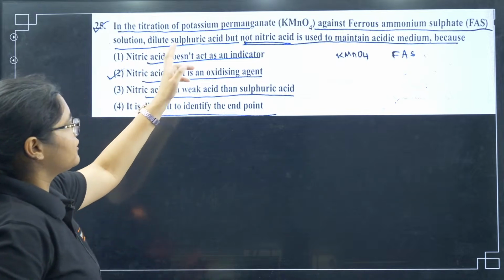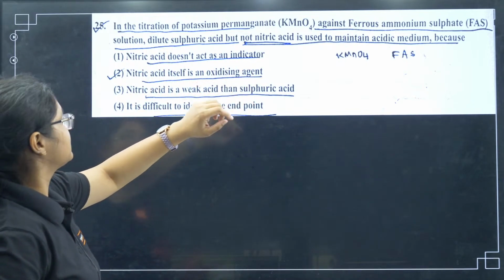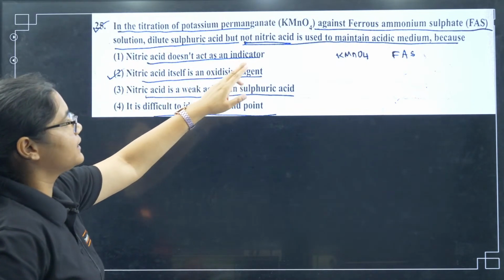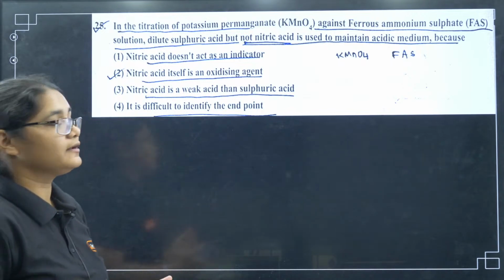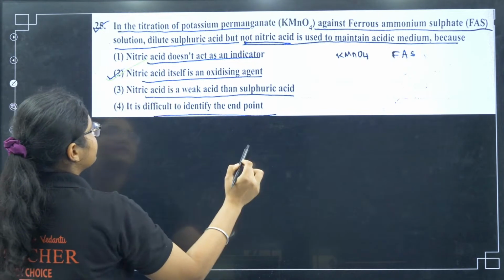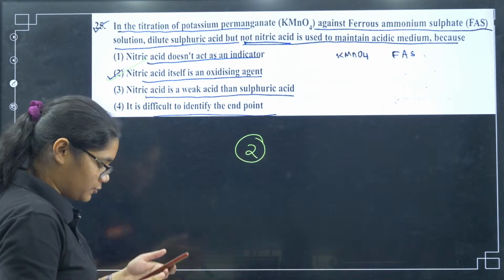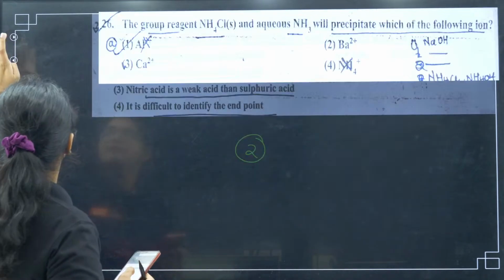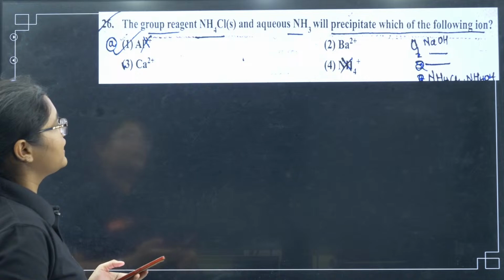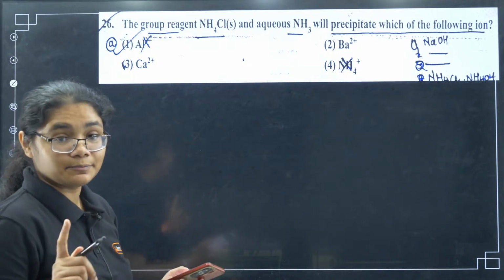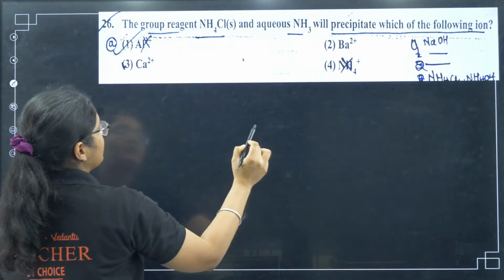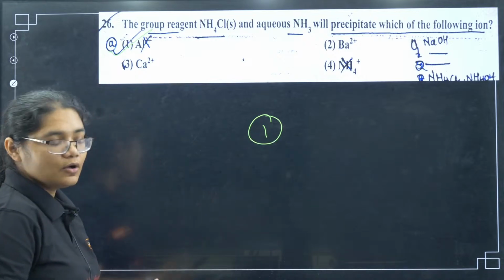Next, in the titration of KMnO4 with ferrous ammonium sulfate, dilute sulfuric acid is used but not nitric acid. Why don't we use nitric acid? Because nitric acid itself is an oxidizing agent. So option number 2 here. Okay. Next, the group reagent NH4Cl and NH3 will precipitate... So this one, it will precipitate aluminium 3 plus, option number 1 here.